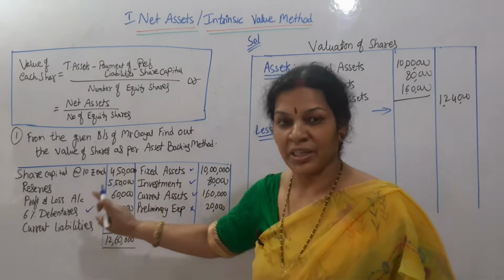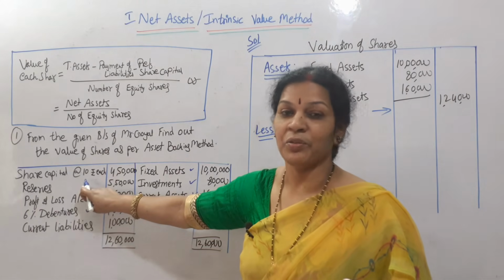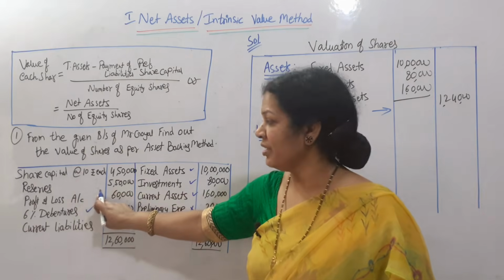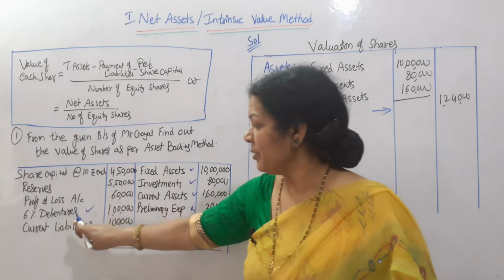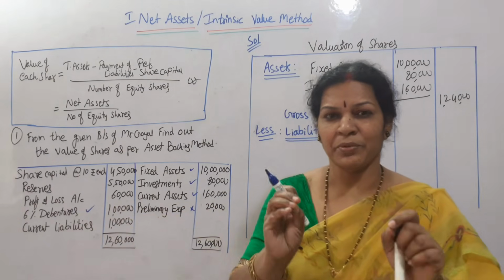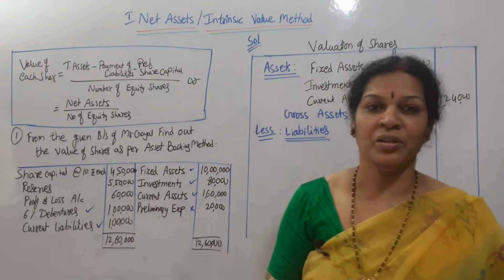So, that is why we are not taking reserves anyway. From the last year profits, we are providing reserves, so this is also not going to be taken. Profit and loss account, last year's profit, no, it's not a liability. Now, 6% debentures is purely a liability, and also current liabilities, this is also a liability.